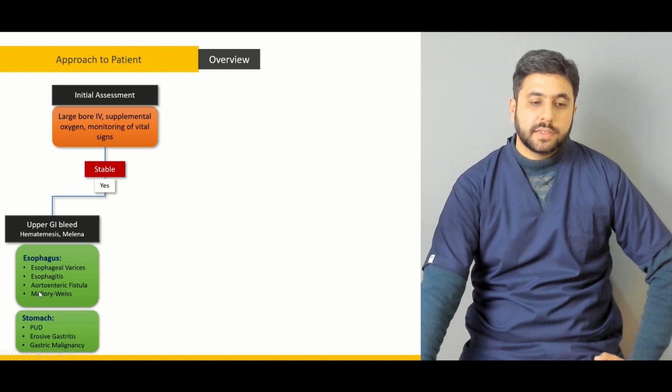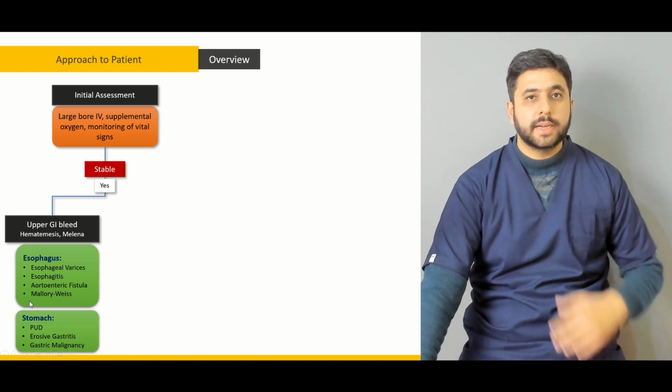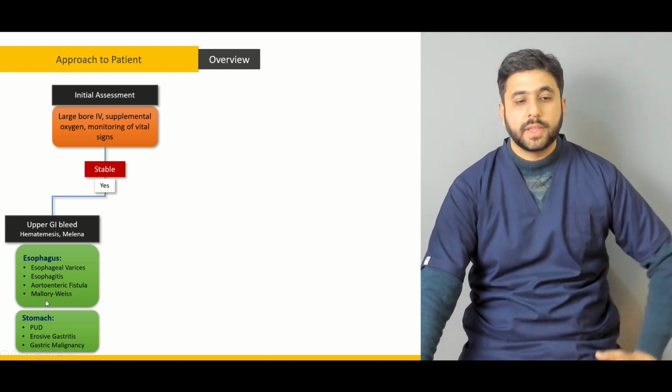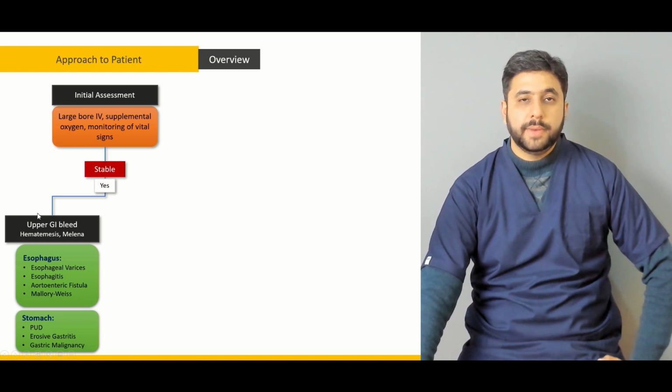There can be esophagitis or an aortoenteric fistula, Mallory-Weiss, especially in the context of an alcoholic who presents with hematemesis and retching. And in the stomach and the duodenum, peptic ulcer is the number one cause which you have to look at and examine the ulcer if present, whether it is bleeding or not, and what is the base of the ulcer.